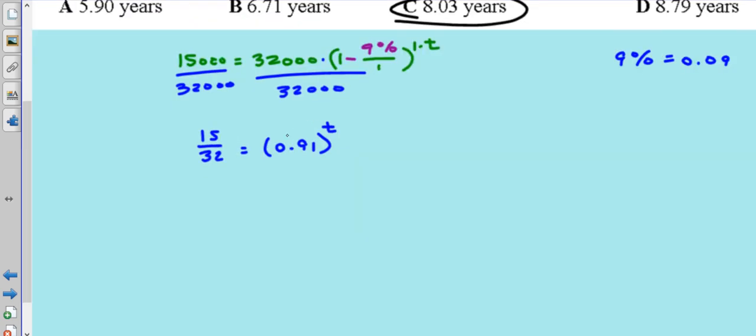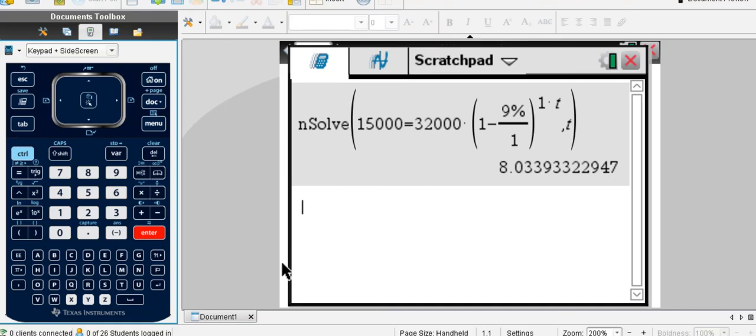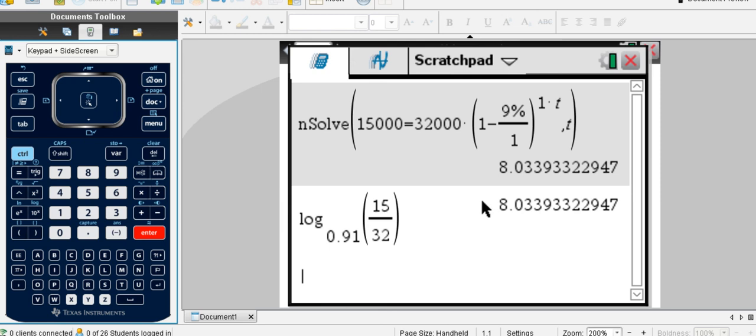Now I've got this exponential over here isolated, and so how do you solve an exponential? You change it to a log. So log, my base is here, 0.91, and now with a log, when you switch it, you take the inverse. So instead of it being to the power of T, you're going to switch the order here, and so the 15 over 32 comes next, and all that would equal T. So if I type this in, I should get the same answer. We say take a log, which is control 10 to the power of x, of 0.91 of fraction 15 divided by 32. Press enter, and you can see it's exactly the same. So we did do it correctly.